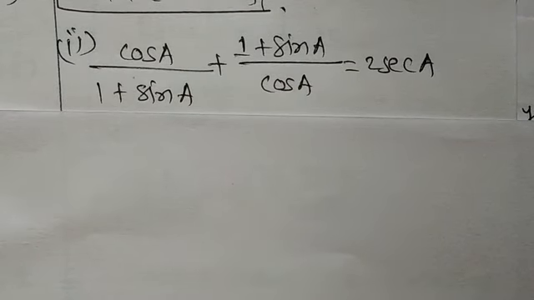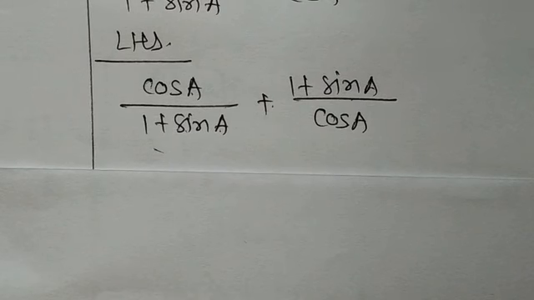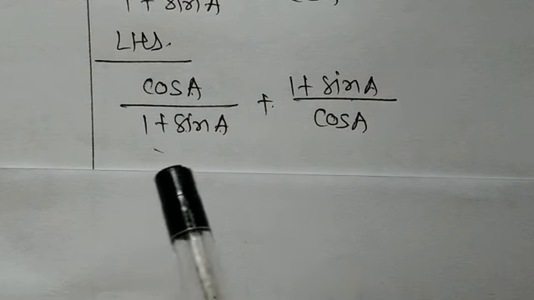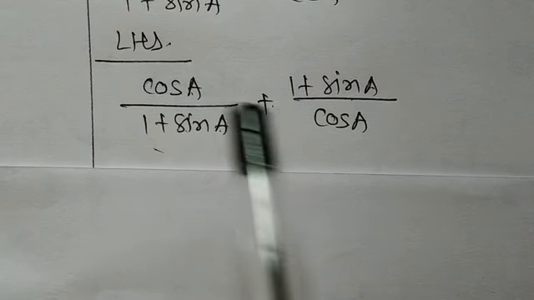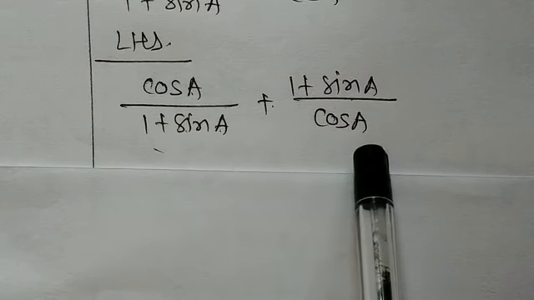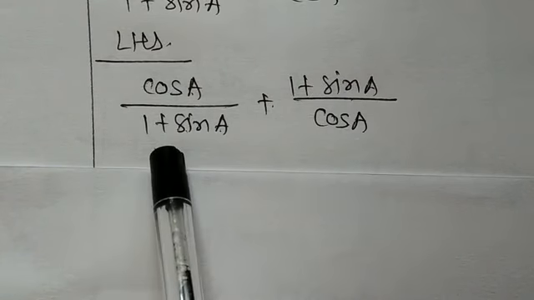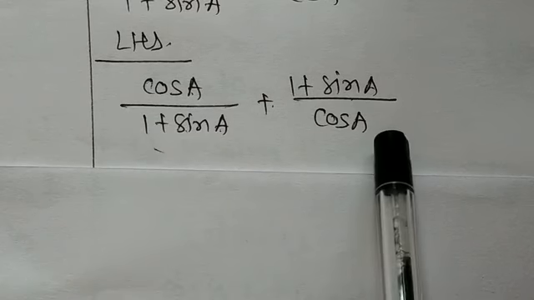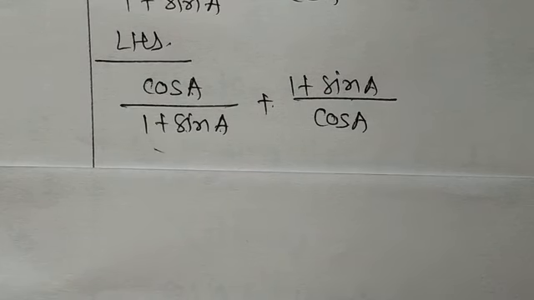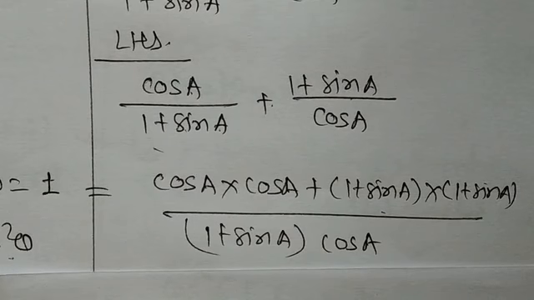Then the left hand side we can write as cos A upon 1 plus sin A plus 1 plus sin A upon cos A. Now check it. This is again fraction addition. So cos into cos, multiply numerator and denominator, and 1 plus sin A into 1 plus sin A, upon 1 plus sin A into cos A. Same as fraction addition. Solve this. That is cos squared A plus (1 plus sin A) whole square upon (1 plus sin A) into cos A.